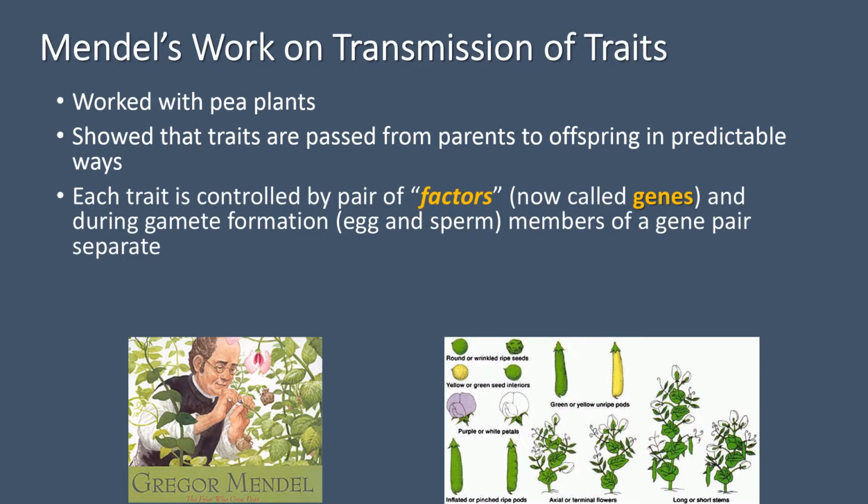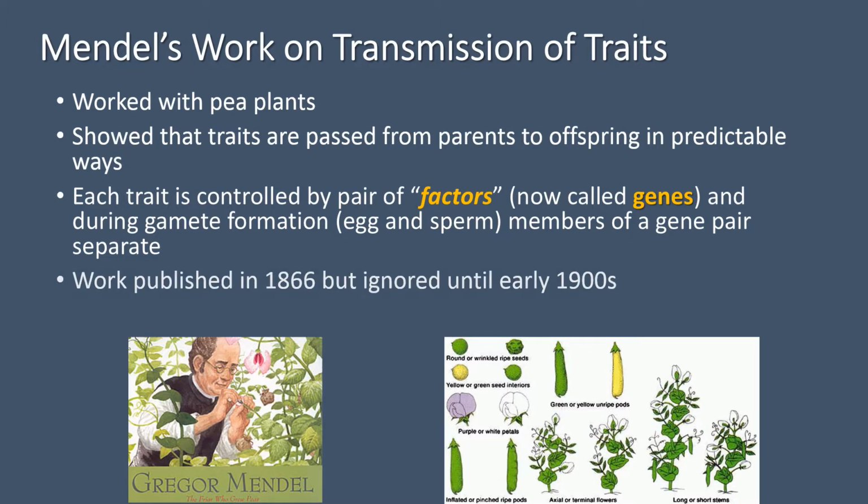And so he decided that there was something that controlled these traits, and he called them factors. We now know that they're genes, but back when he was doing his research, they didn't know anything about DNA or chromosomes or anything like that. So he kind of came up with this on his own. And he recognized that during formation of sex cells, or during gamete formation, the members of the gene pair, the factors, actually separate. So he published his work in 1866, but nobody really paid attention to it. And then, of course, as things go, after he died in the early 1900s, his research was rediscovered.